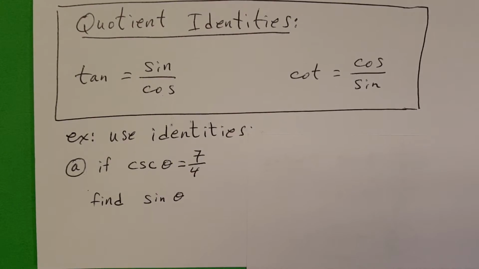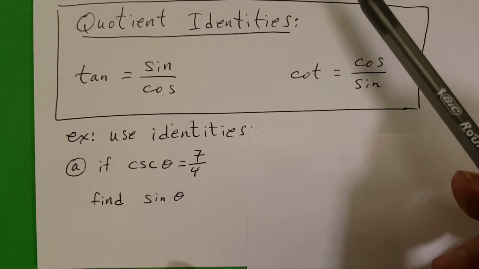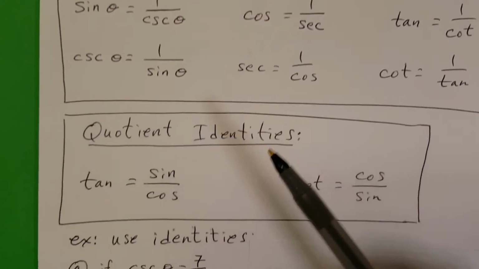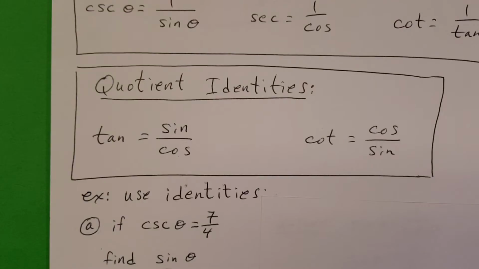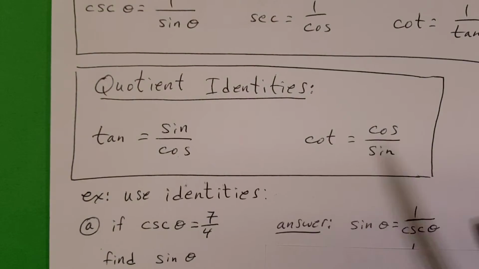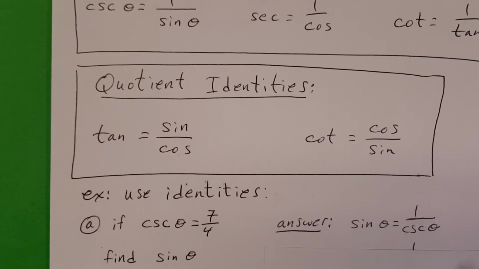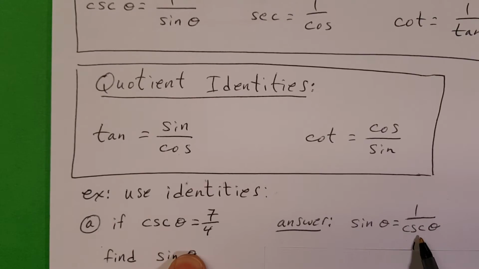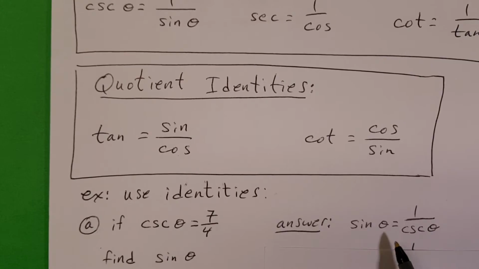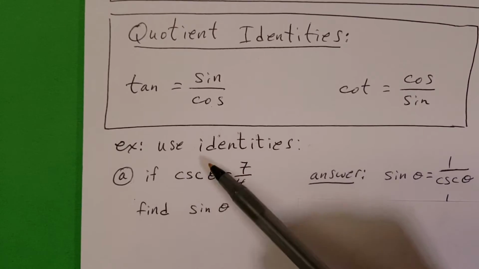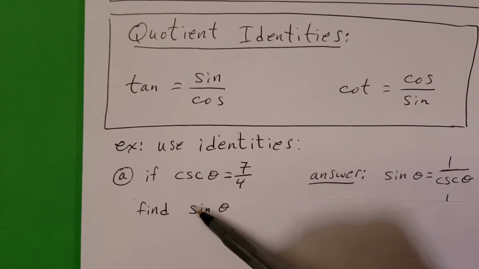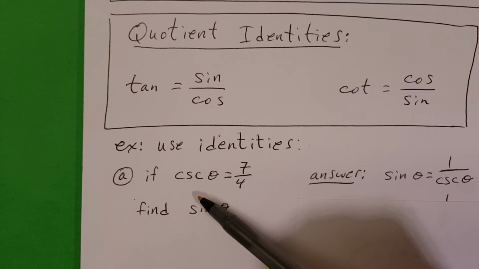We're going to use identities. Well, if you look at our identities up here, we know that sine of theta is really equal to 1 over cosecant of theta. The identity says so. Okay? So if I'm looking for sine of theta, I just need cosecant of theta, which I do have. In fact, that's why I chose this identity, because it hooks up these two together.